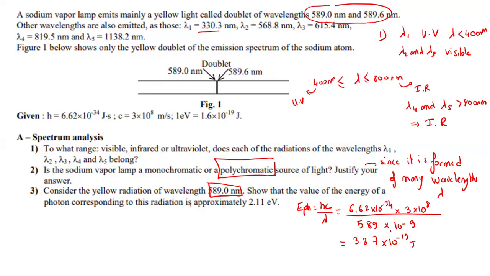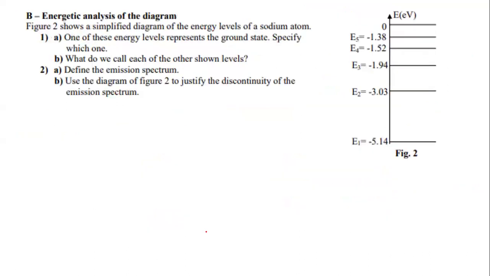Now the question is to find it not in joules but in electron volts. So in this case we will divide by 1.6 times 10 to the power negative 19. So E photon divided by 1.6 times 10 to the power negative 19, and then we get the answer, approximately 2.11 electron volts.